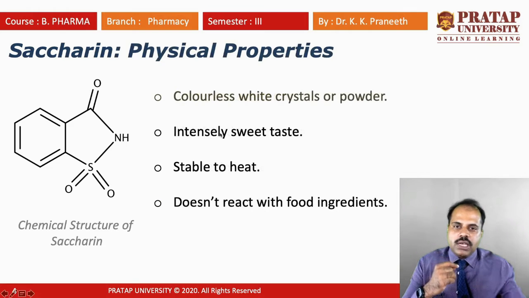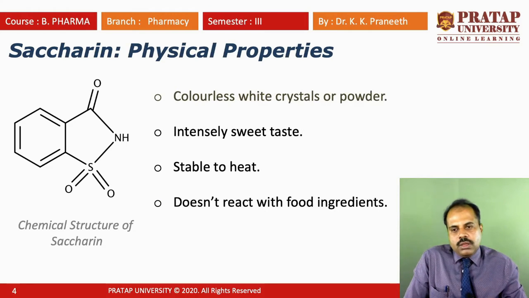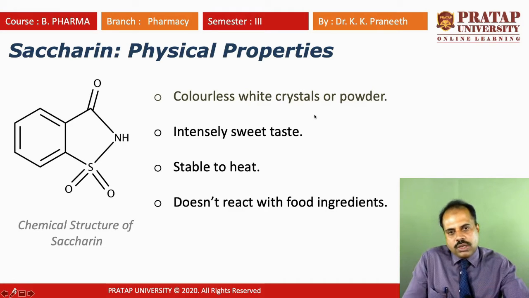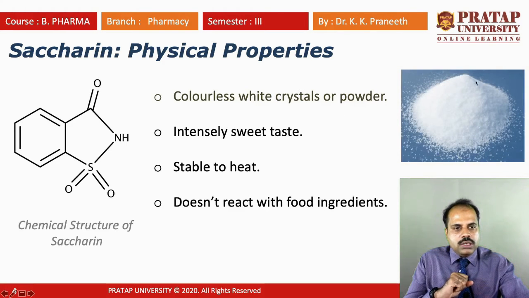Let's see the physical properties of saccharine. Saccharine is colorless, a white crystal. It is available as a crystal or as a powder. If we crush it, it will become powder. This is the image of saccharine. You can see that it is a very tiny crystal or powder type.